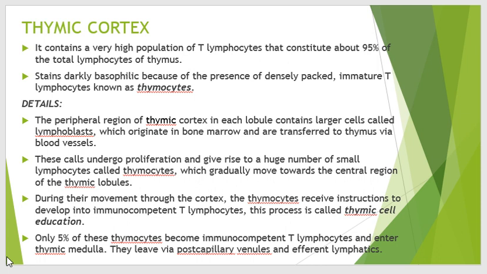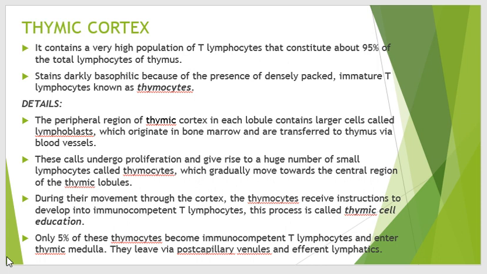These lymphoblasts undergo proliferation and give rise to a large number of small lymphocytes which are called thymocytes. These thymocytes move from the peripheral region to the central region of thymus. During their movement through the cortex, these thymocytes receive instructions to develop into immunocompetent T lymphocytes, and this process is called thymic cell education.